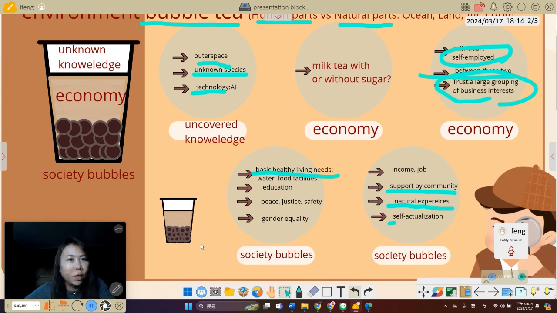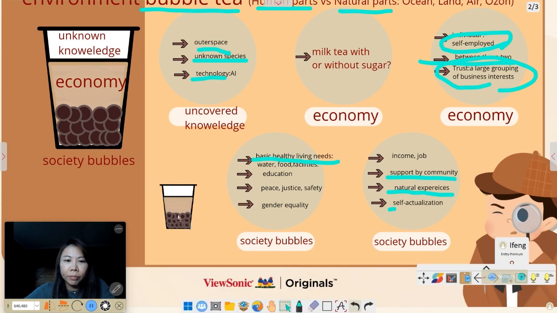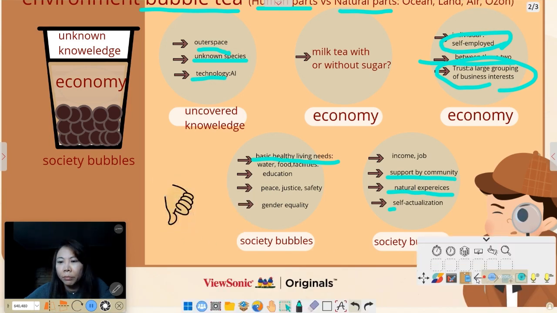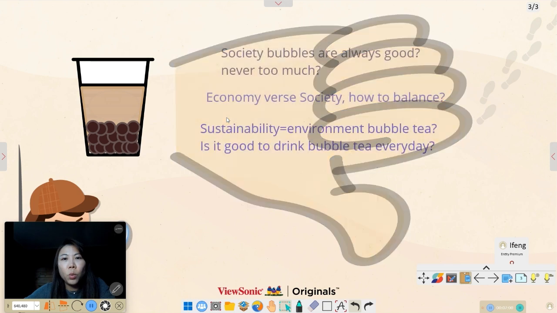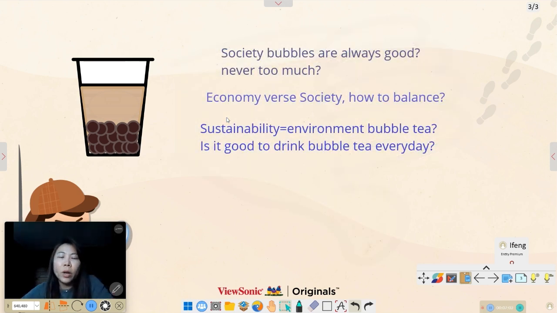But do we have some disadvantages of this environmental bubble tea? So here is what I doubt. What are the disadvantages? What are the problems or questions? First, society bubbles are always good. Is it never too much? I mean, society is the foundation. But if we have too many society bubbles, we have less milk tea, we have less economy. So economy versus society, how to balance?